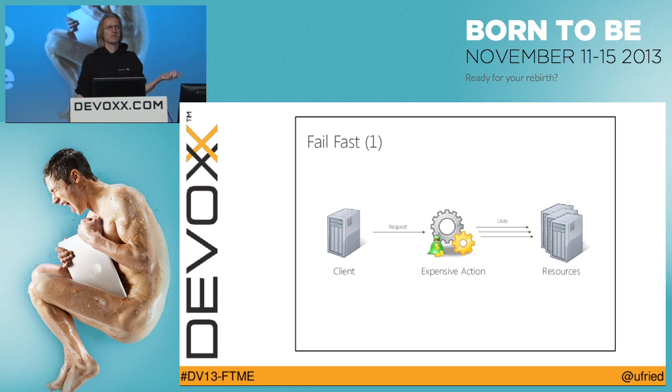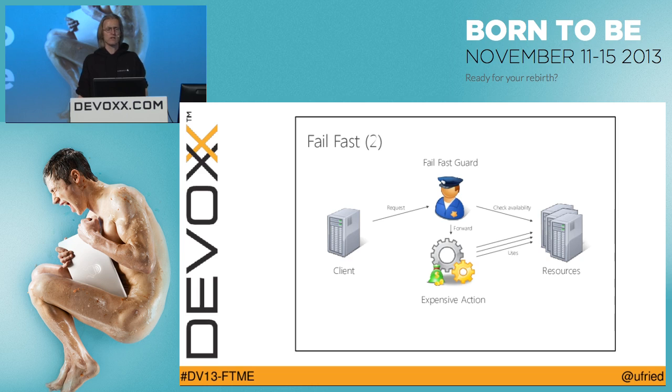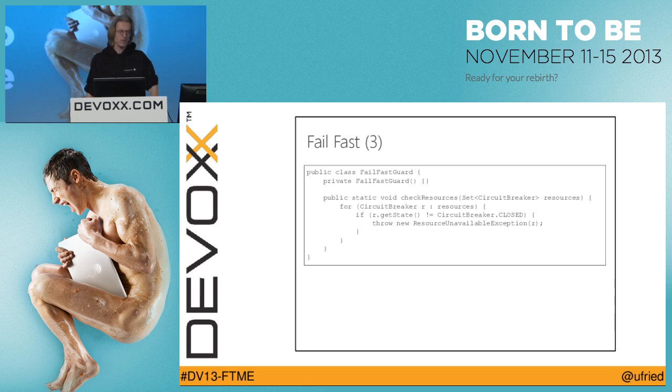And with the circuit breakers we have at hand, that's really straightforward to implement. So what we're going to do is we set up some kind of fail fast guard. We do that call, and first it checks if all resources are available, and if the resources are available, it forwards to the expensive action, which is then going to use all the resources. And otherwise, we fail immediately.